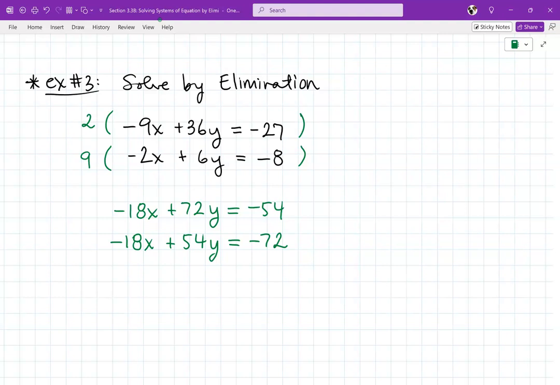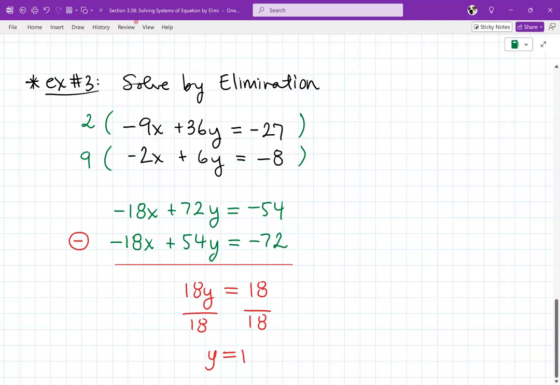All right. So if I want to get rid of the 18s that match, should I add or subtract? I've got to subtract them, right? So let me put minus. Because if the numbers match perfectly, you subtract. If they're off by a sign, you'll add. So negative 18 minus a negative 18, that cancels. 72 minus 54 is 18, so 18y. Okay. And then negative 54 minus a negative 72, that means plus, so that's going to be 18. Okay, so divide both sides by 18, and I get that y is equal to 1.